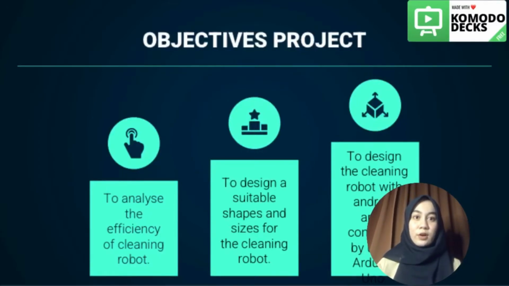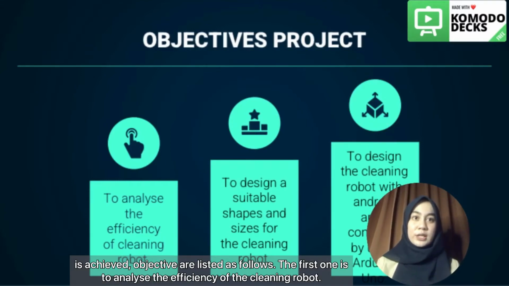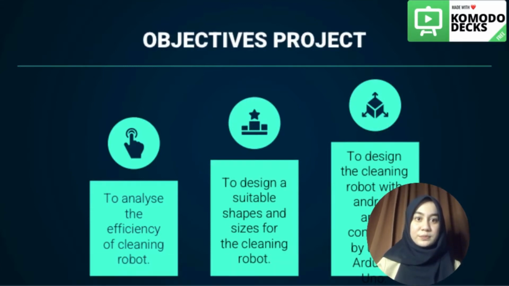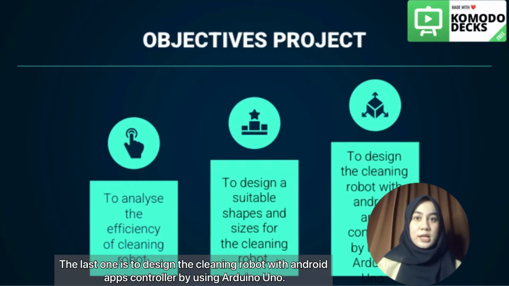Alright, we continue with the objective of the project. So the main purpose of this project is to produce a cleaning robot using an Android application controller. So to ensure this goal is achieved, the objectives are listed as follows. First one is to analyze the efficiency of the cleaning robot. Second, to design suitable shapes and sizes for the cleaning robot. So the third one is to design the cleaning robot with an Android apps controller by using Arduino Uno.